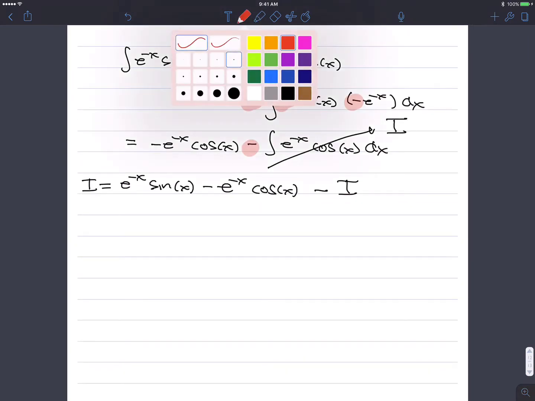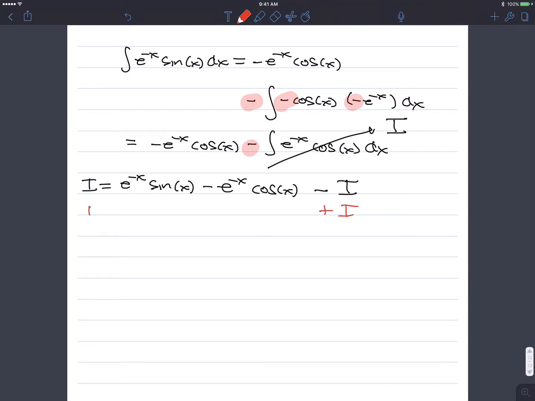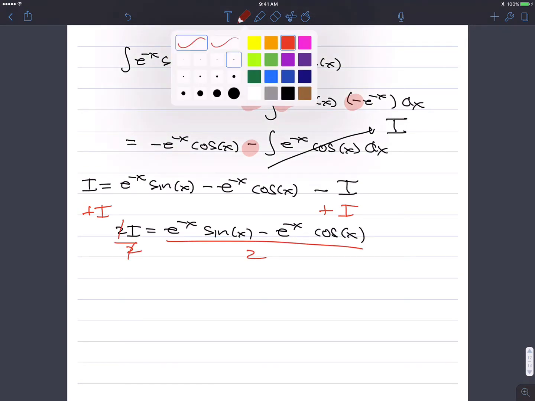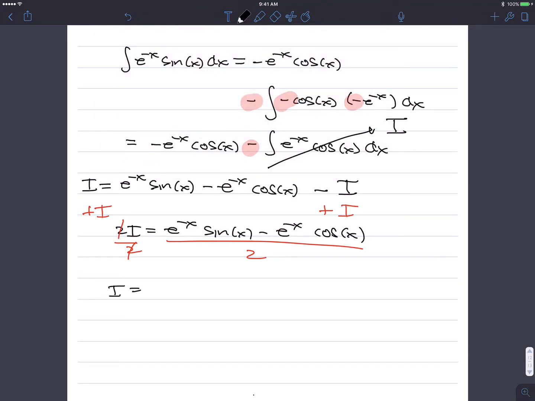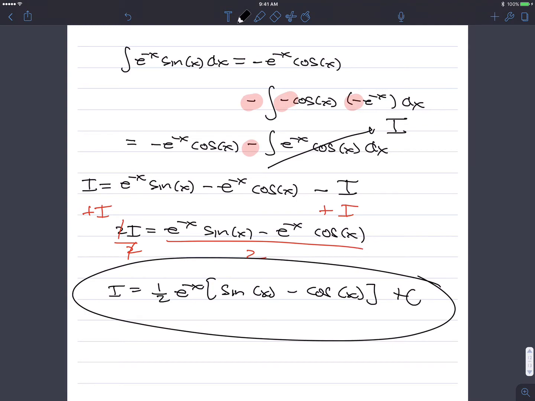What I'm going to do now is add I to both sides, like before. And I get 2I will be e to the minus x sine x minus e to the minus x cosine x. And dividing both sides now by 2, I'll get I equal to, let's factor out that e to the minus x. Let's see what we get. 1/2 e to the minus x times sine x minus cosine x. Don't forget to add your constant. We are done.